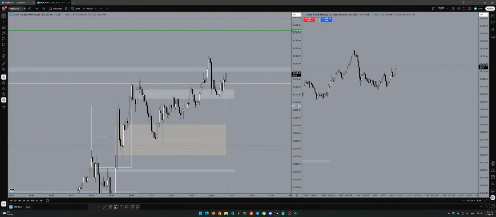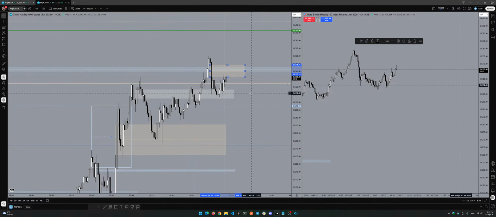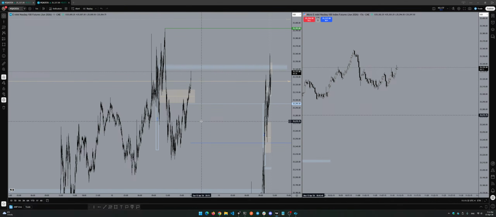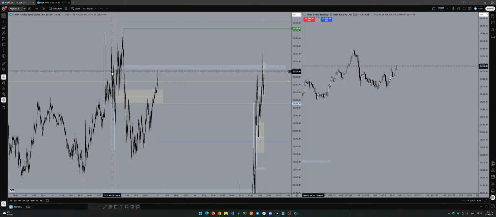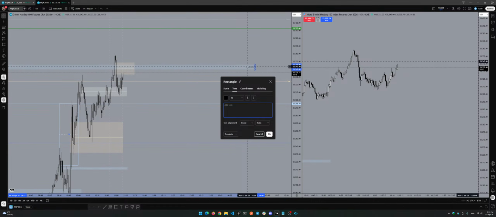Hey, what am I doing? I need to put a fair value gap here. FVG, no sync. And this first presented fair value gap is from Friday, April 10, Friday.